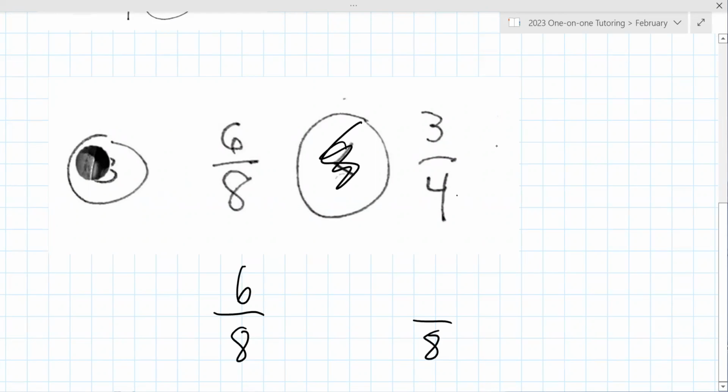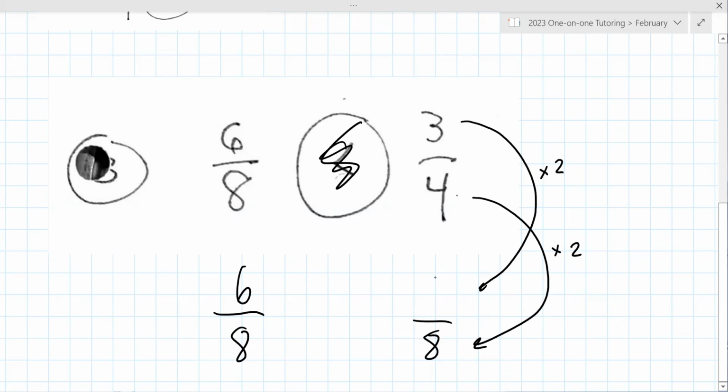So how do you change the one on the right so that it's a fraction of 8? What do you do to the bottom number? Multiply it by 2. So you do the same thing to the top number. So 6. Yes, and now you compare them. They're equal. That's correct.